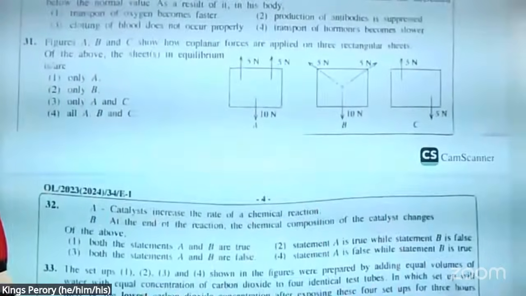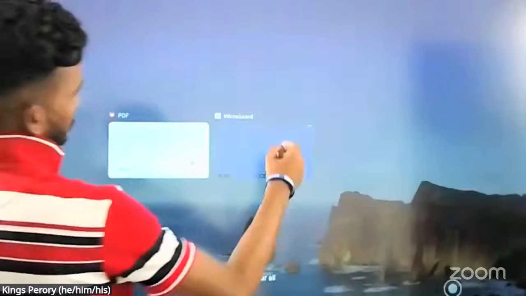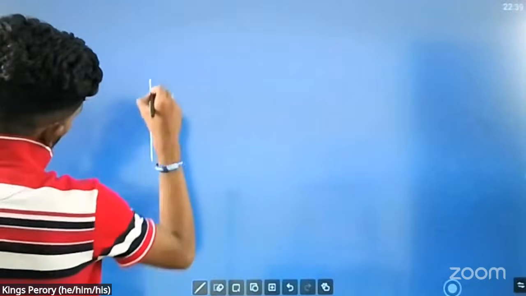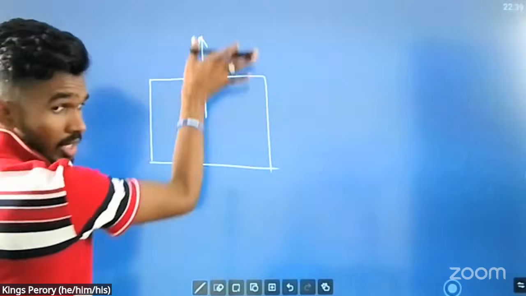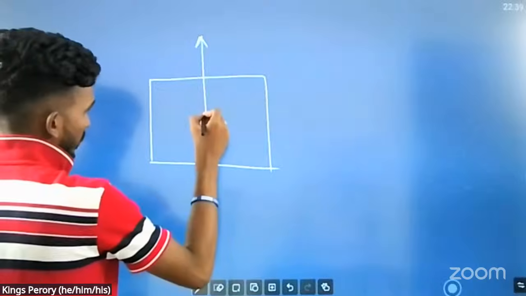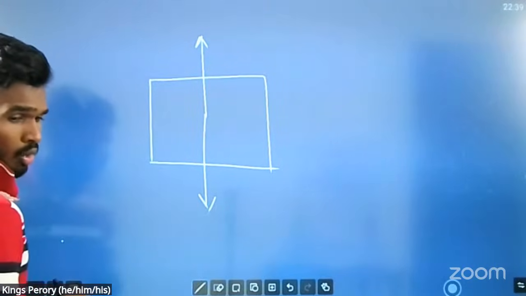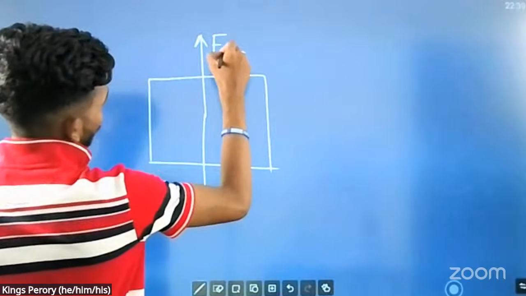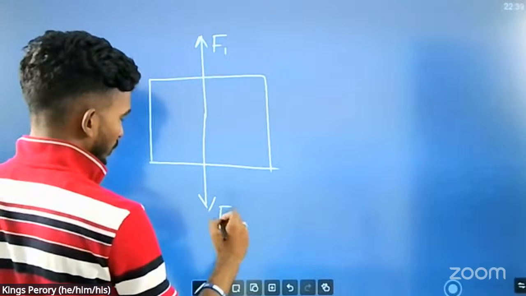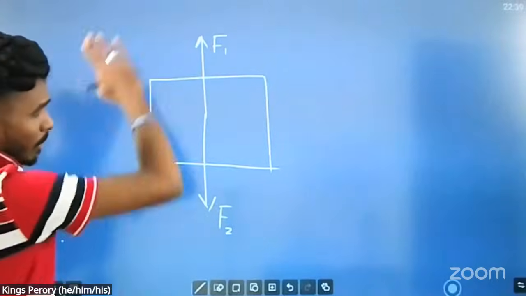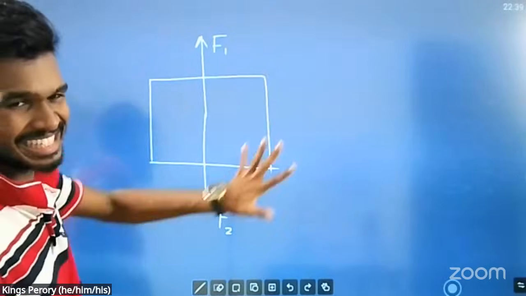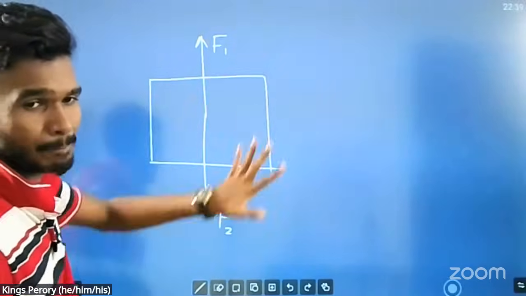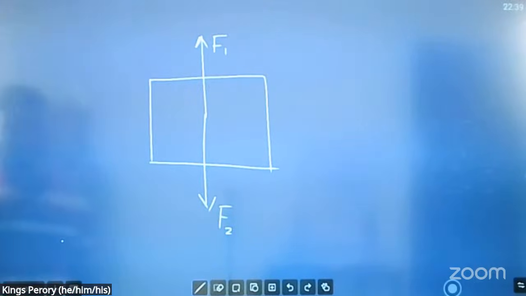For example, let's take an object. This force is on the board. This force is also on the board. F1 force on the board, F2 force also on the board. Both the forces are on the board, in the same plane. We call them coplanar forces.